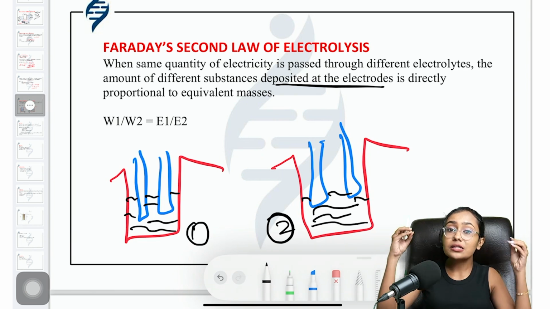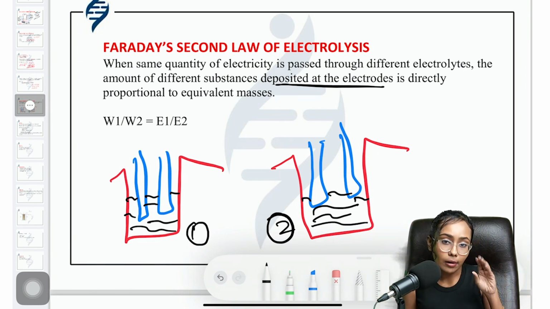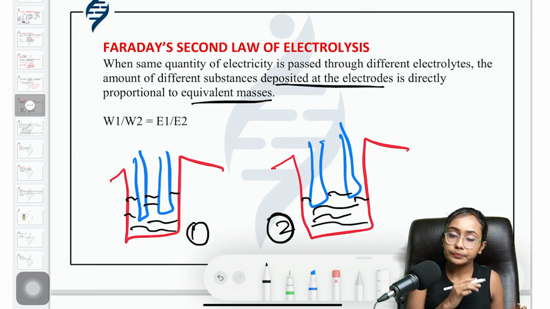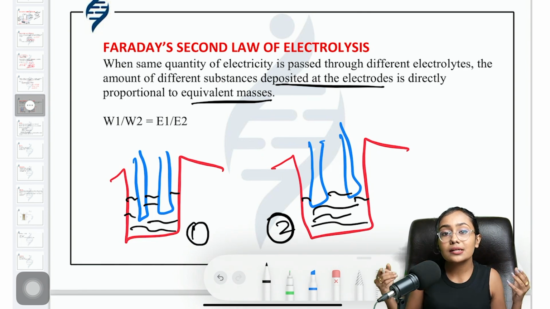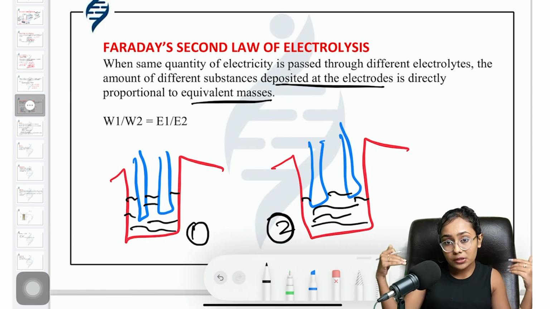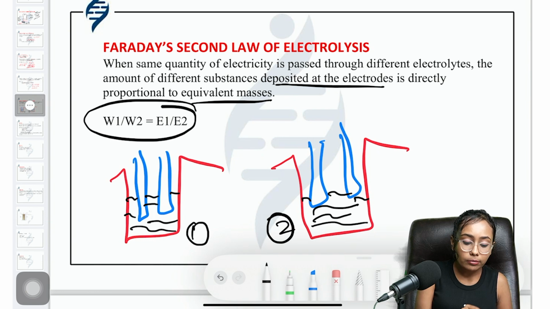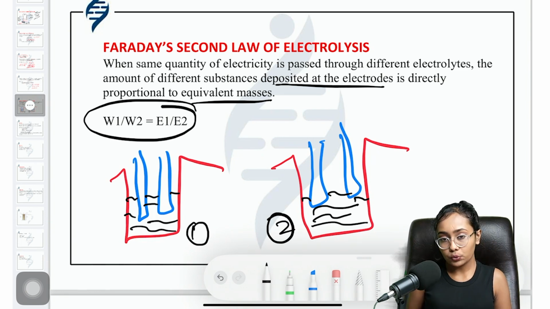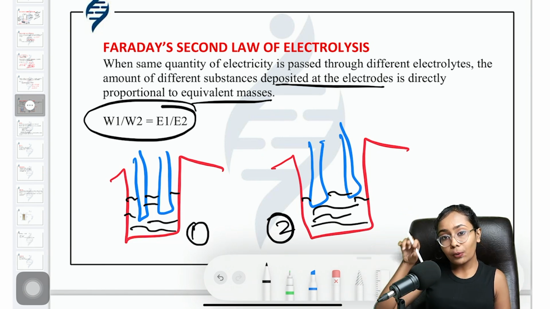The amount of substance deposited at the electrode is directly proportional to their equivalent mass. Equivalent mass. Very simple law. So when I consider a beaker and another beaker, if the electricity passing through those beakers is equal, the amount of substance deposited at their electrodes will be directly proportional to their equivalent masses. W1 by W2 equal to E1 by E2, where W1 and W2 are the masses or the quantity of the substance deposited, and E1 and E2 are their equivalent mass.